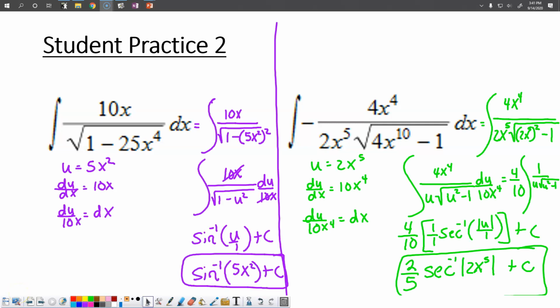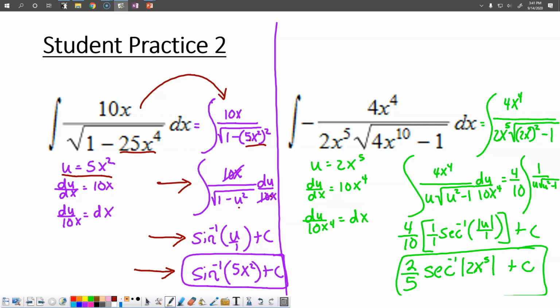Okay, so here's our solution. For number 1 here, step 1 is to rewrite it so that instead of 25x to the fourth, you have it as a square, which is your u. And then when you do your u substitution, it would look like this. You would replace the 5x squared with u, and then you replace the dx with du over 10x. And when you're all done with that, you have a nice simple arc sine function, which can be replaced with the u at the end to give us the final answer there.